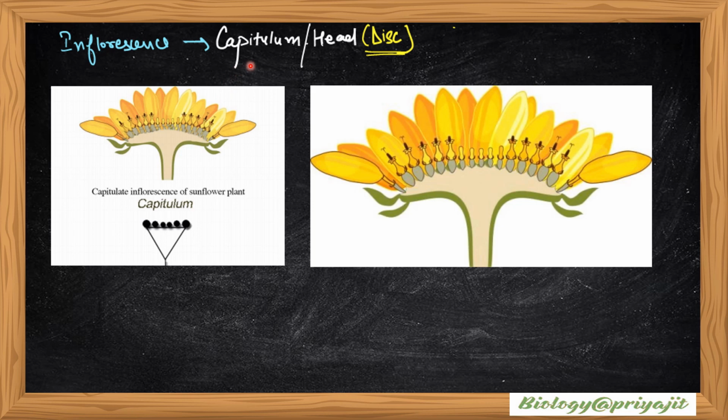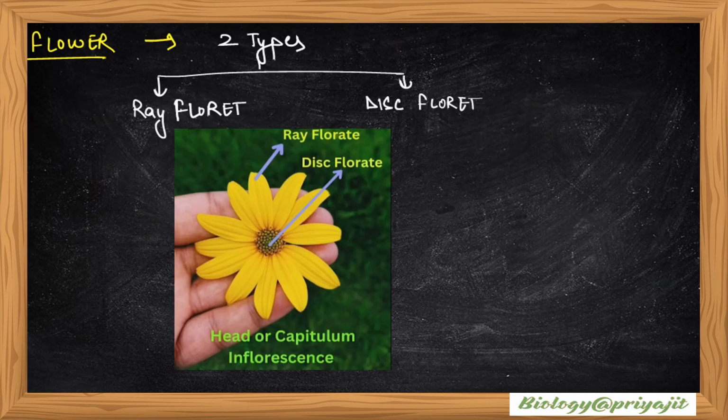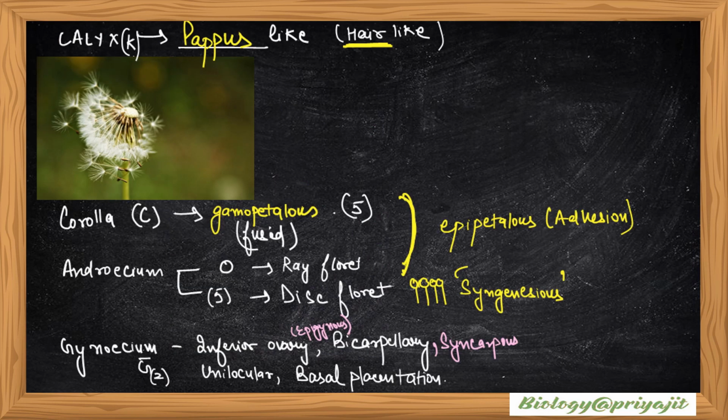Inflorescence. In the Asteraceae family we can find a special type of inflorescence, disc shaped, which is called capitulum. The capitulate inflorescence of the sunflower plant can be seen in the figure. Two types of flowers are found in it. One is the ray floret, which is located in the periphery, and the centrally located flowers are called disc florets. This is the head or capitulum inflorescence characteristic of this family.